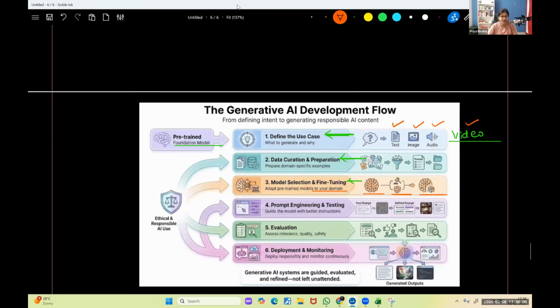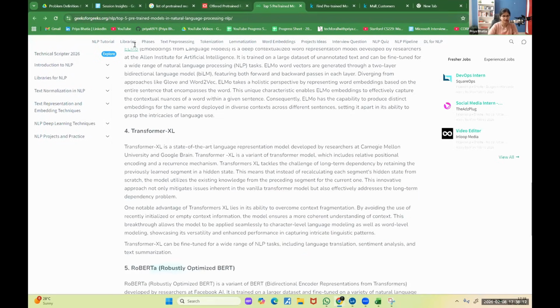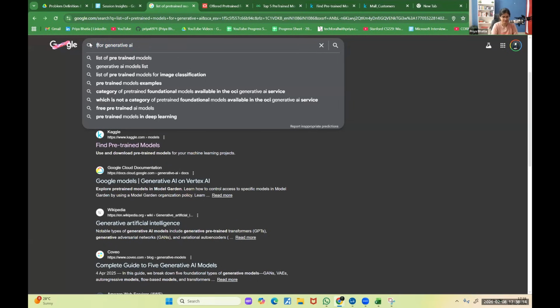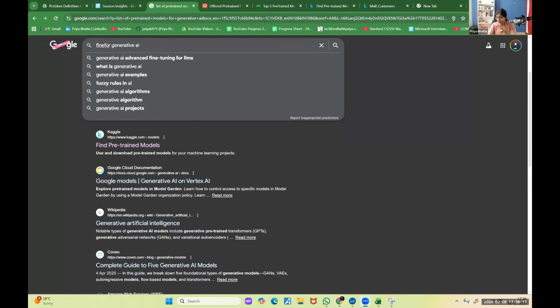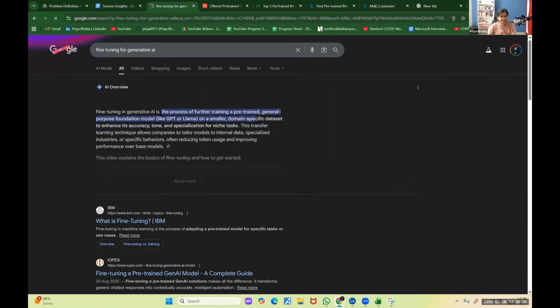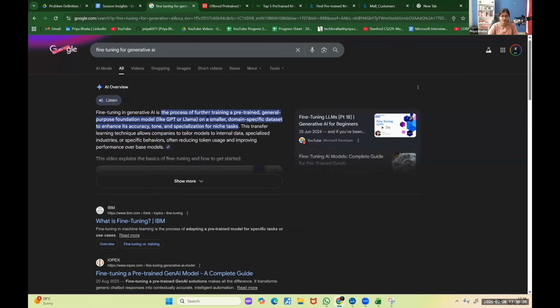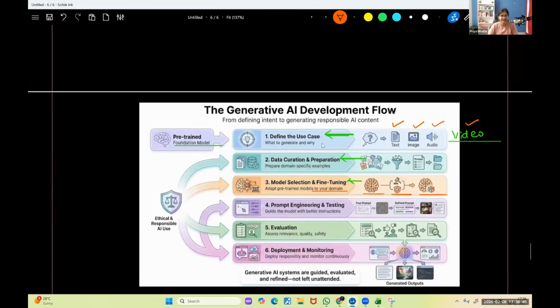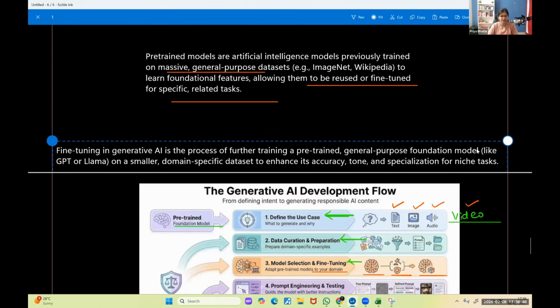So let me showcase a formal definition of fine tuning. If we see the definition of fine tuning for generative AI, fine tuning in generative AI is the process of further training a pre-trained foundation model like GPT, Llama on a smaller domain specific data set to enhance its accuracy, tone, and specialization for niche tasks. That's the meaning of fine tuning.